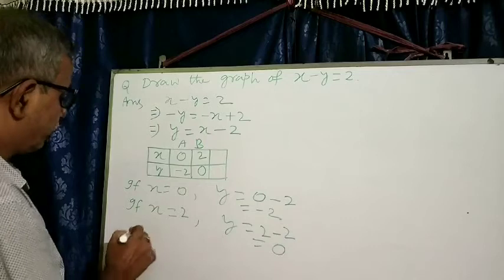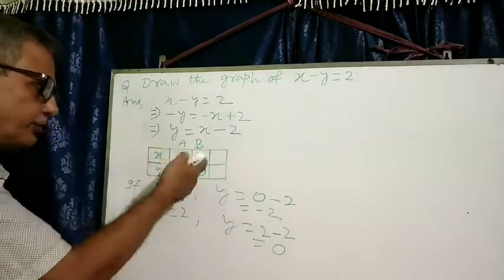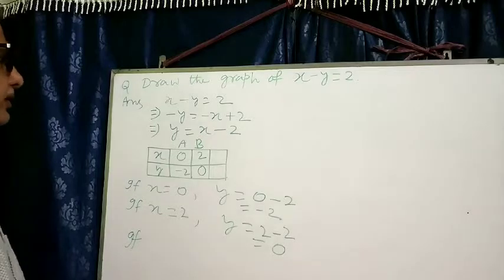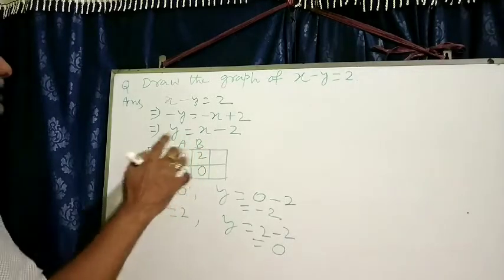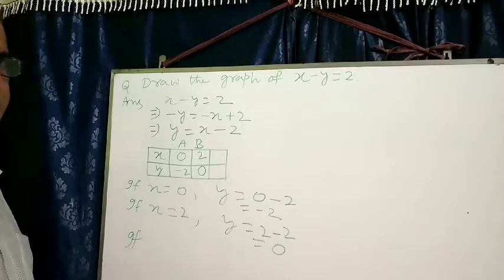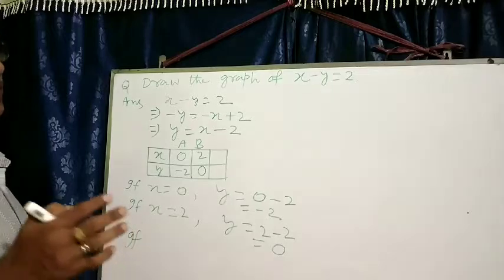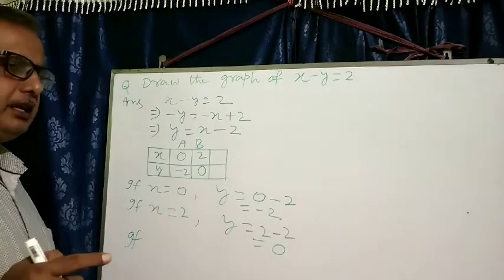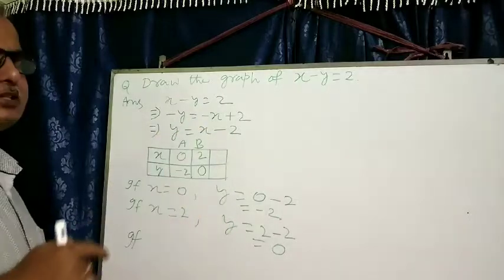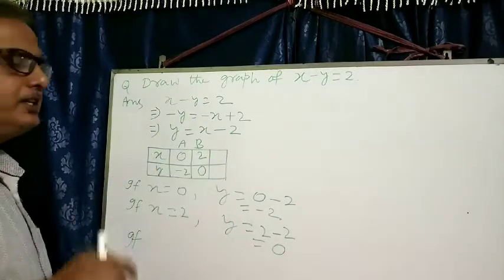Now take one more solution. Even with 2 solutions you can draw the graph. There is nothing wrong, but I suggest you take 3. Most of the teachers are taking 3 points. Most of the students are taking 3 points. And when you are taking 3 points, in drawing, if you find that the line is not straight, that means you have made some mistake. So you can check easily.